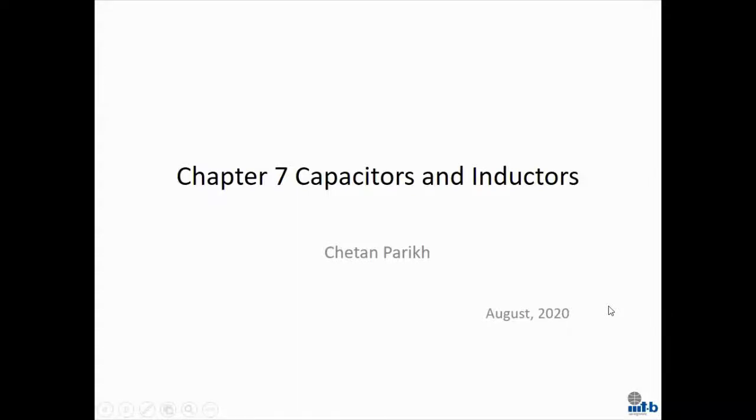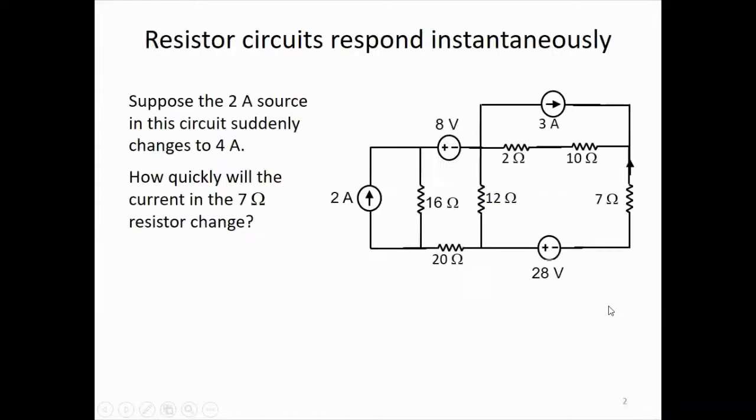Okay, so in today's lecture, we'll discuss chapter 7, which is about capacitors and inductors. To begin, let us look at actually a circuit with only resistors and independent sources. So there is some big circuit. I'm not planning to solve this, but we'll ask a question about this circuit.